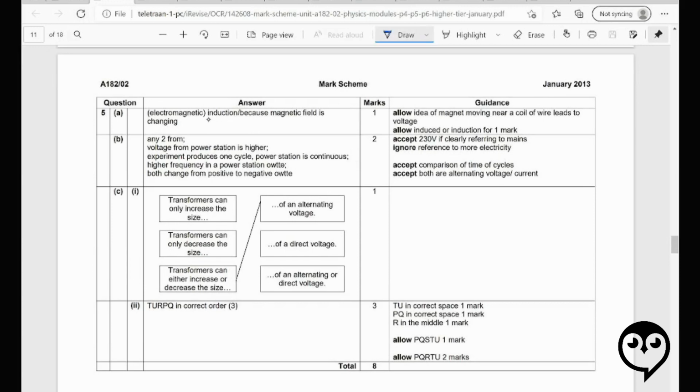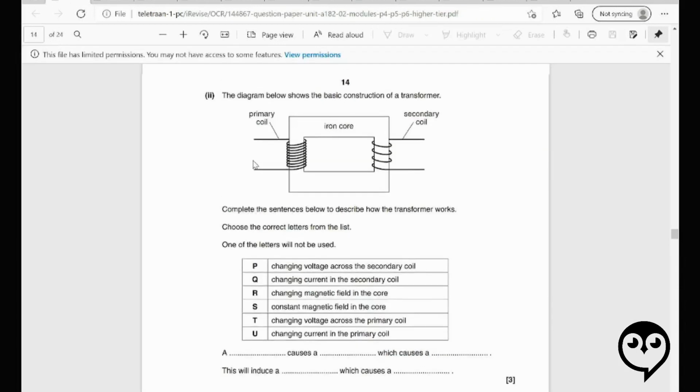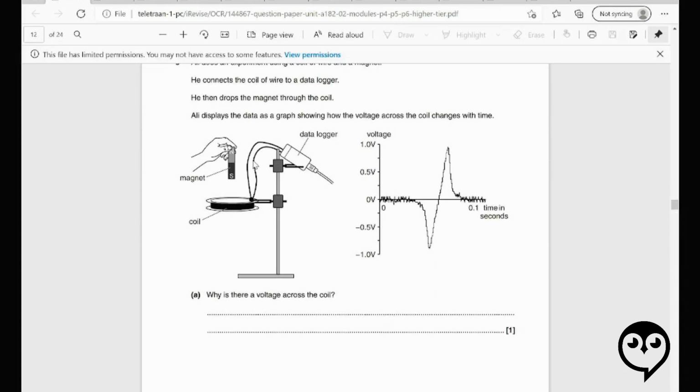We've got electromagnetic induction. You could just say induction, because if the magnetic field is changing, is that all they needed? Why is there a voltage across the coil?